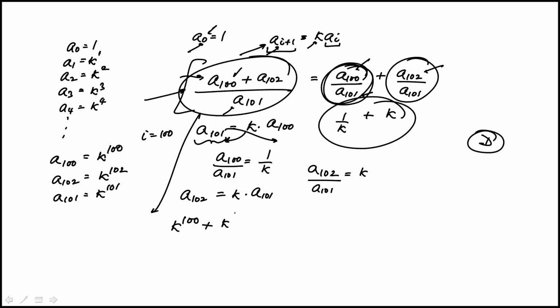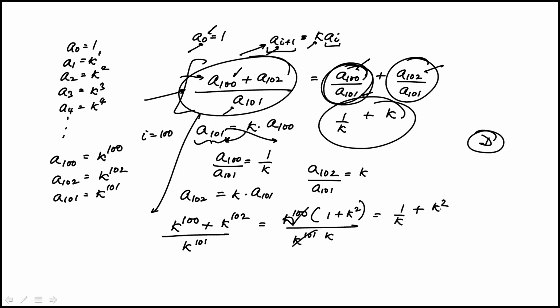k to the 100, k to the 102, k to the 101. And then if you factor k to the 100, you will get 1 plus k squared over k to the 101. This crosses out. You're left with k. And then you divide each term by k, and we do indeed get back to our results.